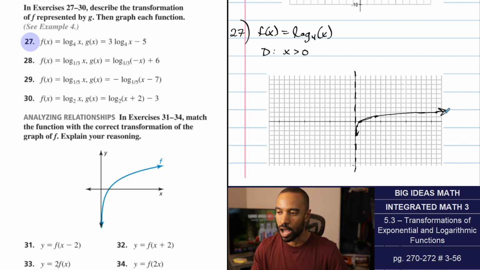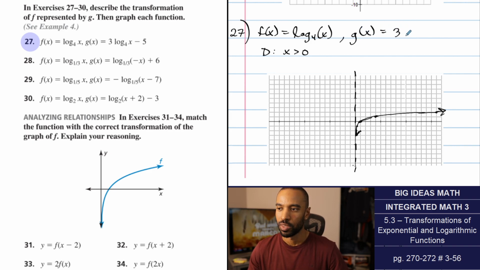This is the original log base 4 of x function here. It goes down forever, and it gets closer and closer to the asymptote there. That's the graph. Now g of x is 3 times log base 4 of x minus 5.